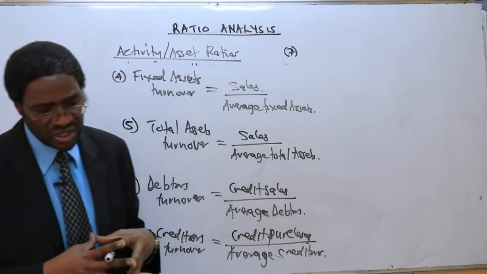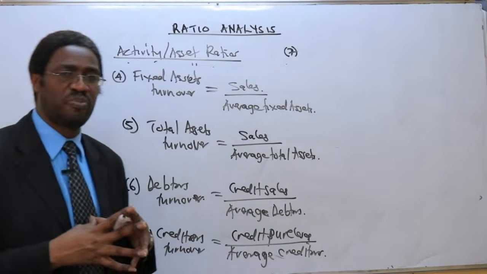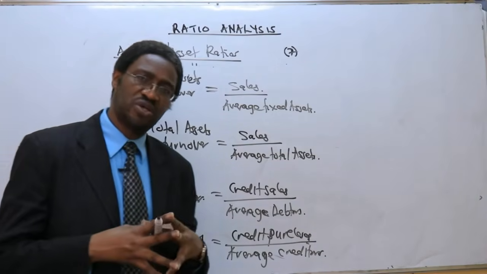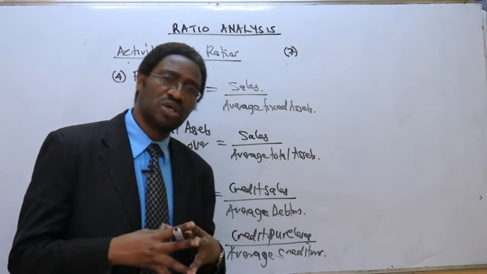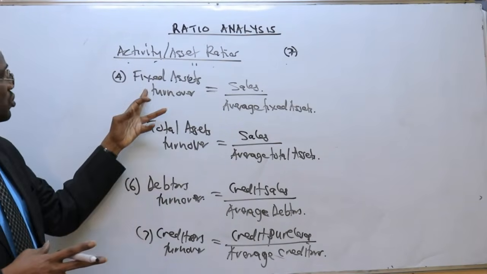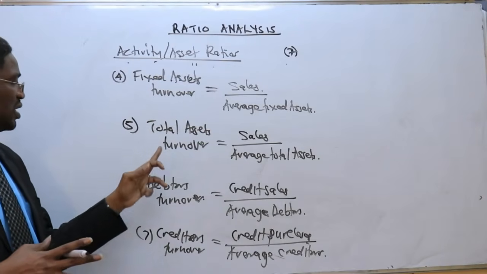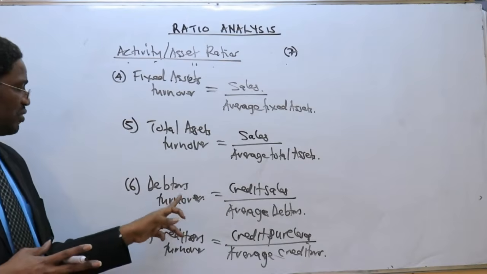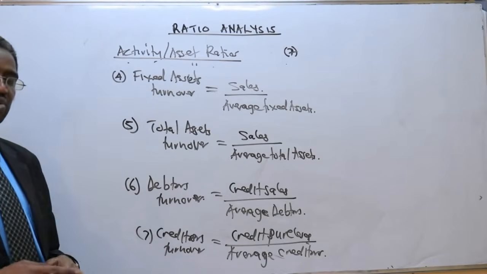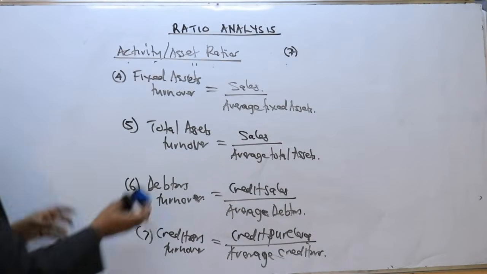After we finished that, we went to the second ratio, which was debtors collection period. Then the third ratio, creditors collection period. Then the fourth one, fixed assets turnover. Number 5, total assets turnover. Number 6, debtors turnover. Number 7, creditors turnover. So we are now through with the second class of ratios.